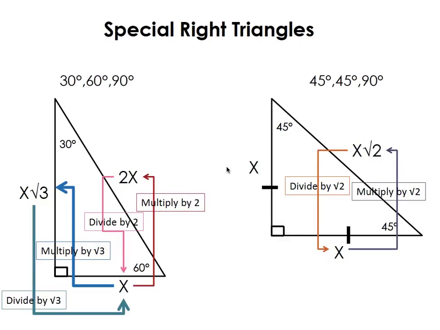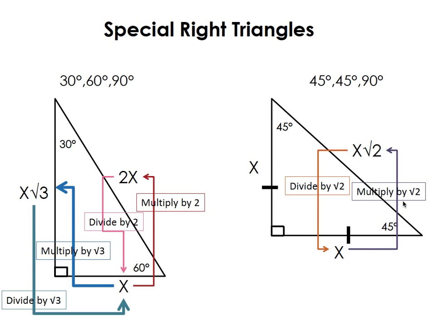This is a diagram to show you two of the special right triangles you learned in geometry. On the right, you have a 45, 45, 90 triangle, and on the left, you have a 30, 60, 90 triangle. If we look at the 45, 45, 90 first, you'll notice if the angles are both 45, which are the same, then the lengths of both of these sides also have to be equal. So if this side has x units, this side is also x units.